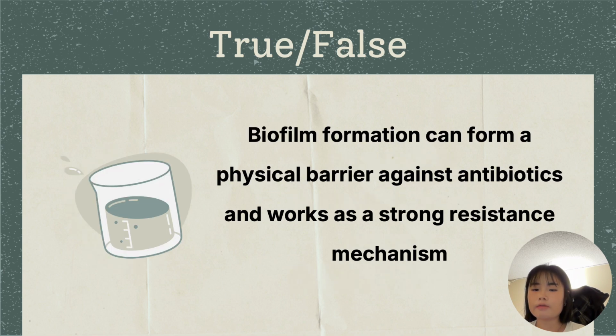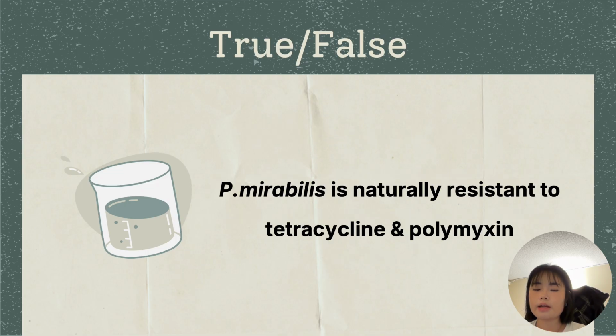Biofilm formation can form a physical barrier against antibiotics and works as a strong resistance mechanism. This is true. And Proteus mirabilis is naturally resistant to tetracycline and polymyxin. And this is also true.